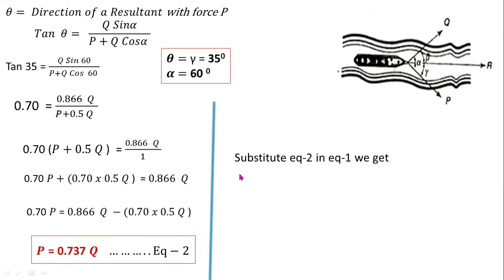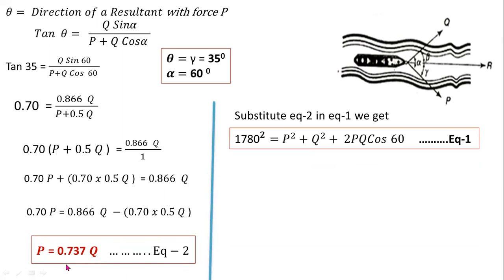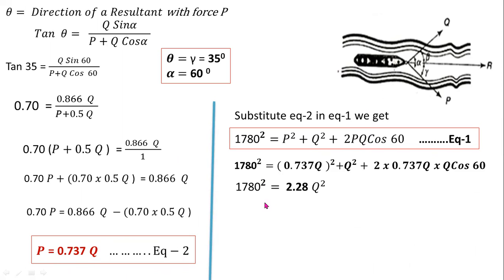From equation 1, substitute equation 2 in equation 1. So finally we get the value of Q. Q is the magnitude of the force, Q equal to 1178.79 newtons.